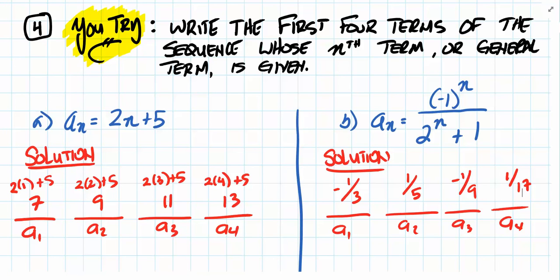Okay, well, hopefully you got the right solution here. For the first one, you should have had 7, 9, 11, and 13. And for part B, you should have had negative 1/3, 1/5, negative 1/9, and 1/17.